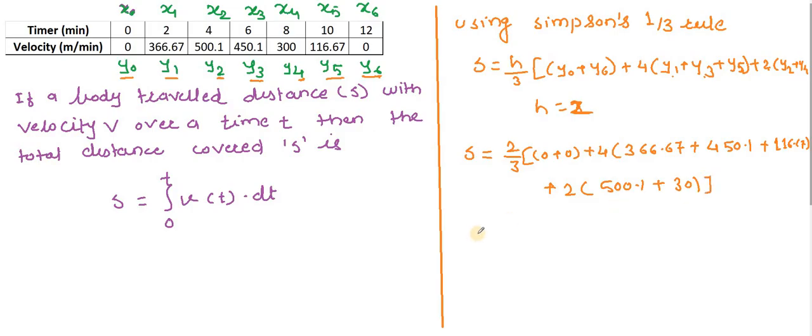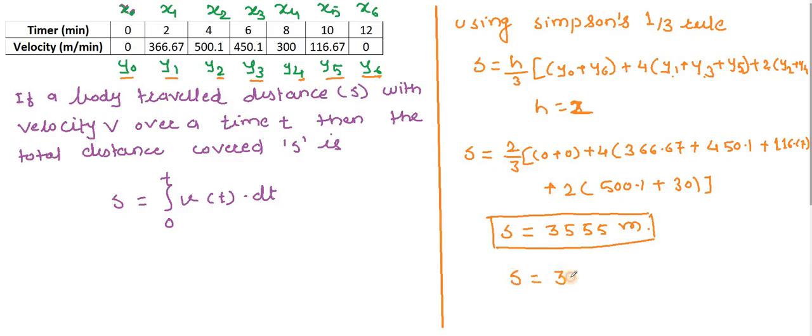When we solve this equation, we will find S equals 3555 meter. So the distance covered by the car is 3555 meter. And if we convert this meter into kilometer, finally we get the answer: 3.555 kilometer is the distance covered by the car. So this is the final answer. Thank you.